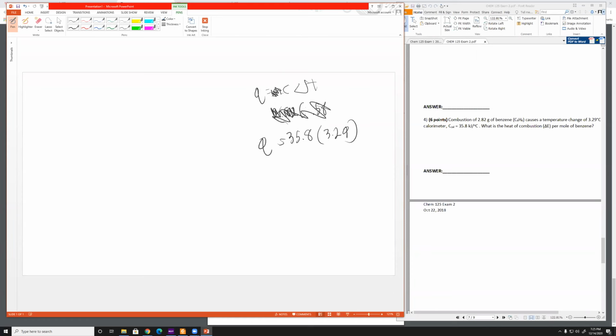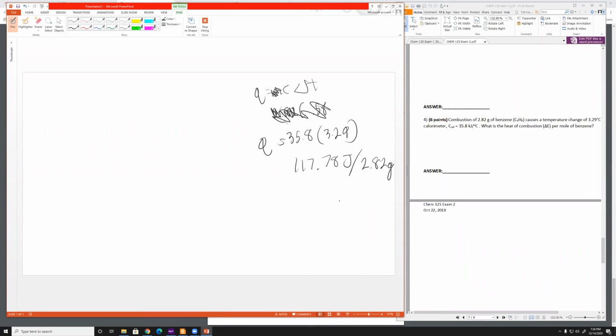This is for the amount of 2.82, because it tells you the temperature change and the constant. So you multiply those together. I guess we'll do this one. Why not? 35.8 times 3.29, you get 117.78. And this is going to be your joules per 2.82 grams.